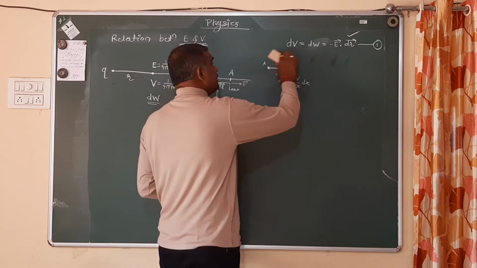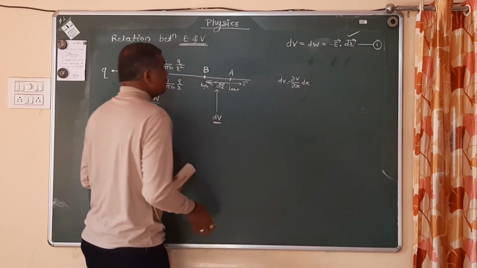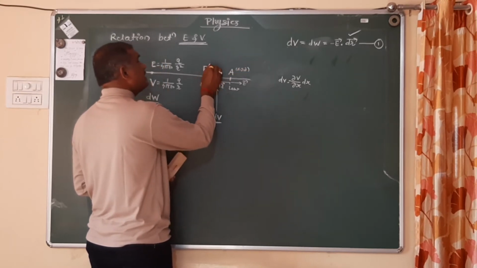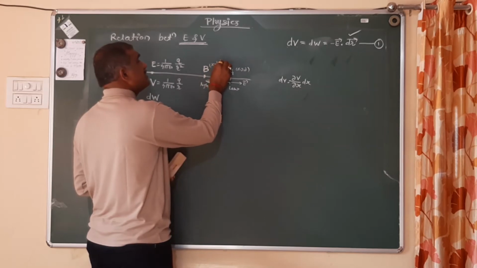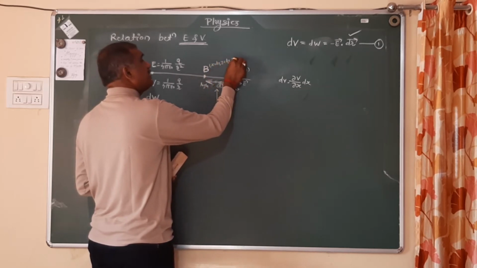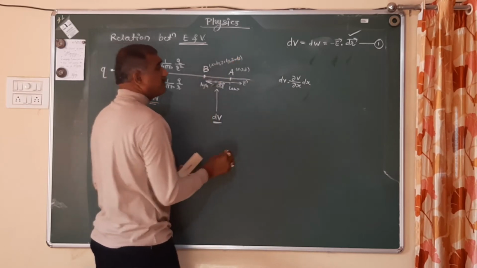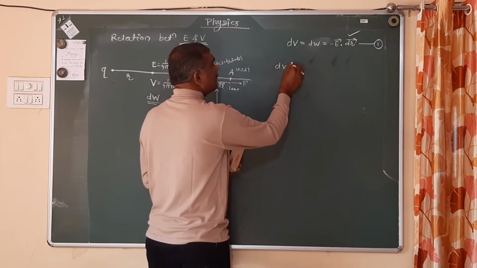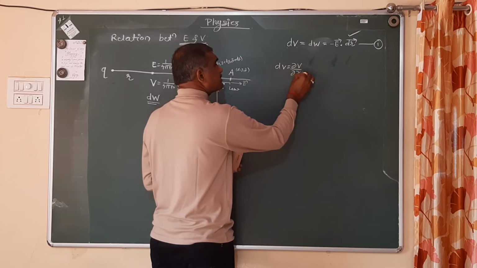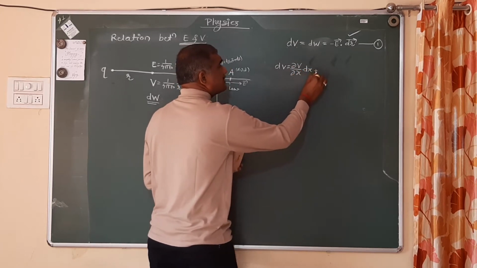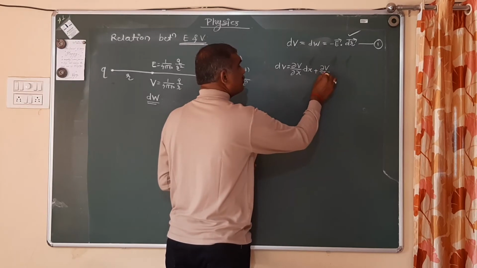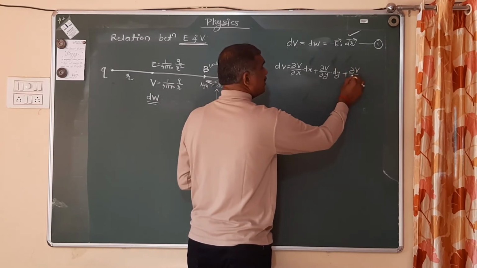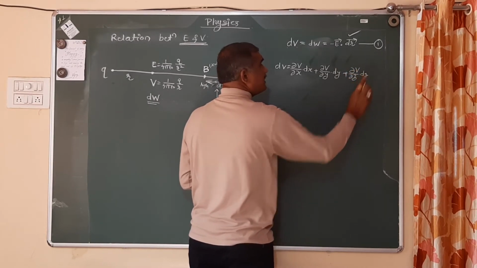If that potential changes with the three coordinates, suppose that point A has coordinates x, y and z, and point B has coordinates x plus dx, y plus dy and z plus dz, then the change in potential can be written as dV equal to the rate of change of potential with respect to x into the change along the x direction, plus the rate of change of potential with respect to y into the change along the y direction, plus the rate of change of potential with respect to z into the change along the z direction.